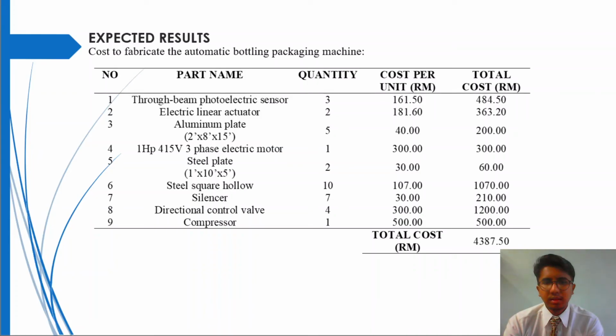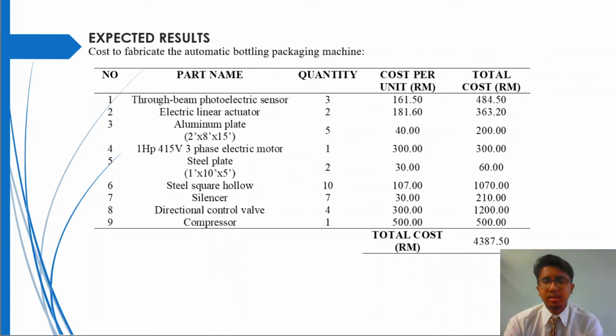The second part is the electric linear actuator. The quantity needed for this actuator is 2, and the total cost is 363.20 ringgit. The third part is the aluminium plate, and the quantity needed is 5, and the total cost for the plate is 200 ringgit. The fourth part is a 100 horsepower, 450 volt, 3-phase electric motor, and in this project the motor is required for 1, and the total cost is 300 ringgit.